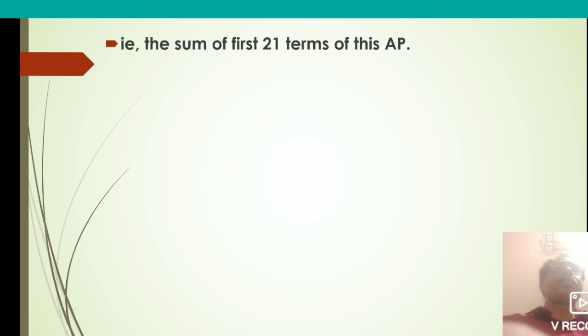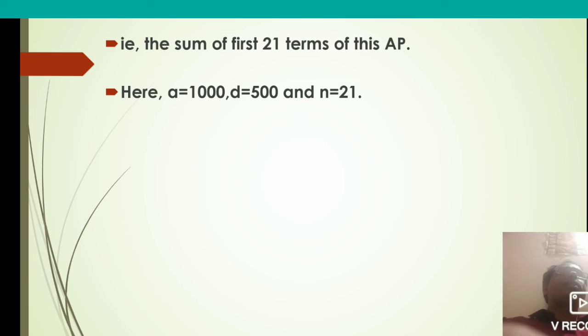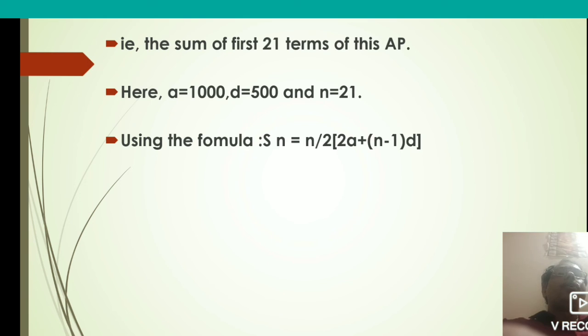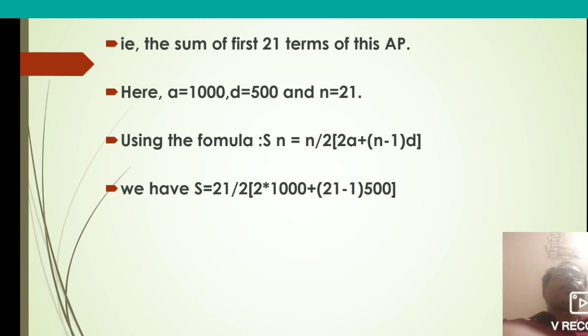So see children, we are getting the short way. Here a is equal to 1000, d is equal to 500 and n is equal to 21. Using the formula Sn is equal to n by 2 into 2a plus n minus 1 into d, we can write S21 is equal to 21 by 2 into 2 into 1000 plus 21 minus 1 into 500, simply by substituting the n value 21, a value 1000 and d value 500.